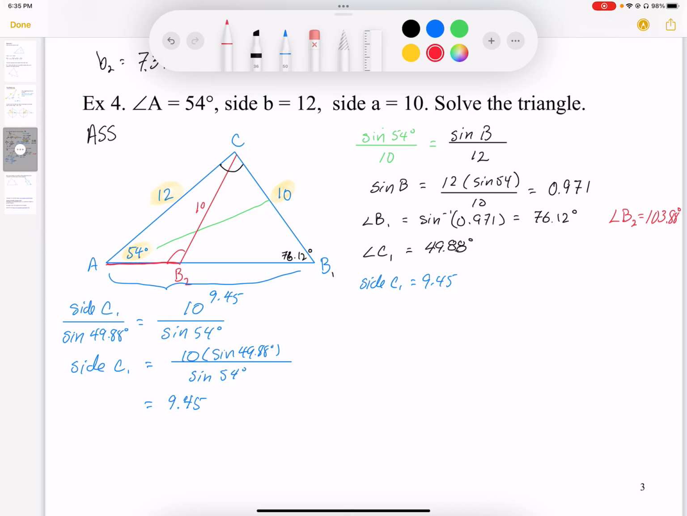Okay, so then I finished that, and I need to solve for this side length here, which is going to be C2. First of all, I need to find the angle C2. So angle C2, when I subtract from 180 degrees, 54 plus the bigger angle of 103.88, the top angle is 22.12 degrees. So this angle in here is going to be 22.12 degrees. That's going to be the angle that makes that red triangle.